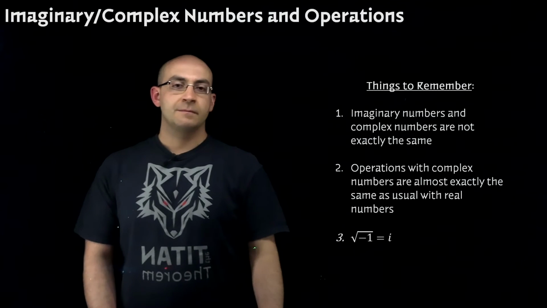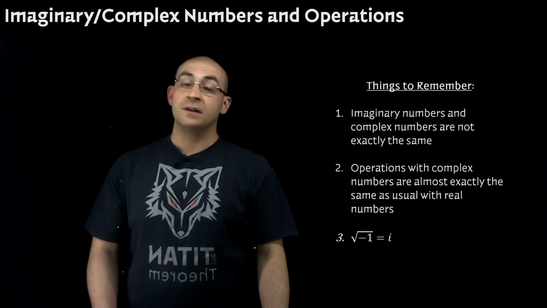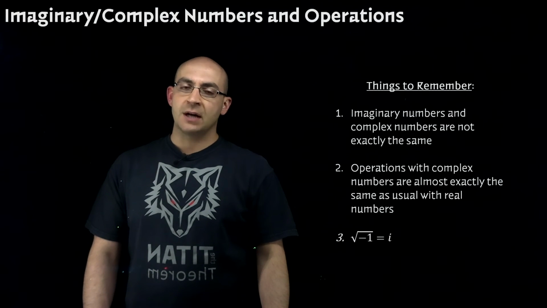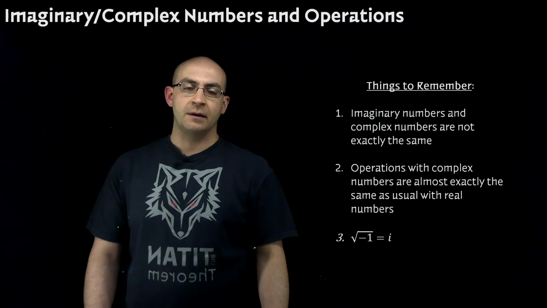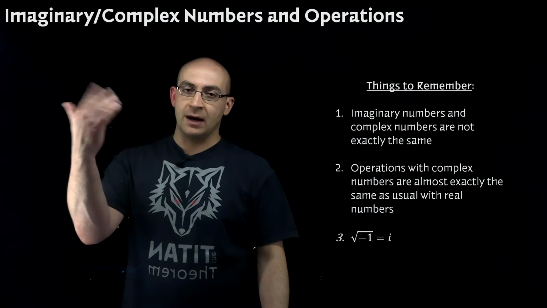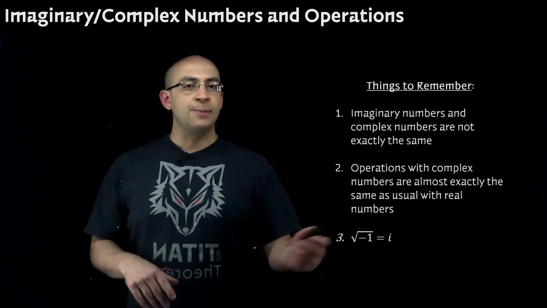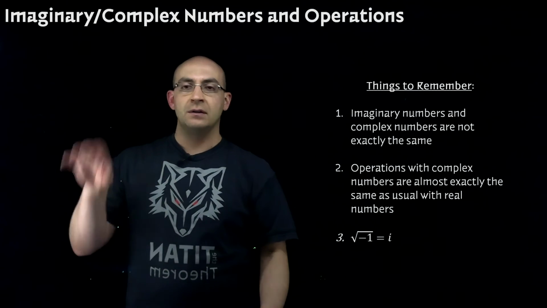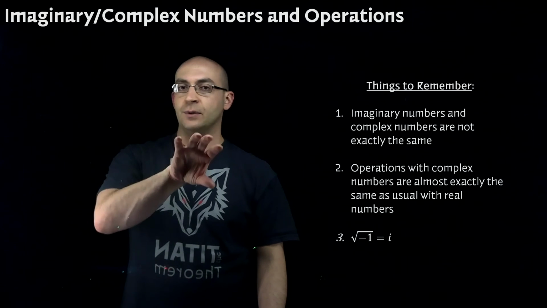Let's finish up. Things to remember about this video. Number 1, imaginary numbers and complex numbers are not exactly the same thing. An imaginary number is just one term, one thing. i, 2i, negative 5i, whatever. But a complex number is the composition of an imaginary part and a real part.